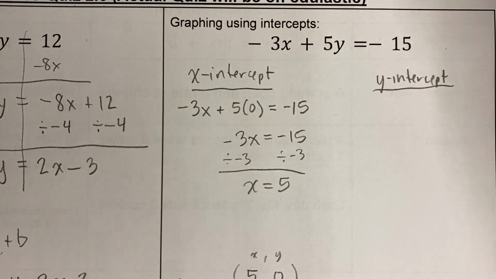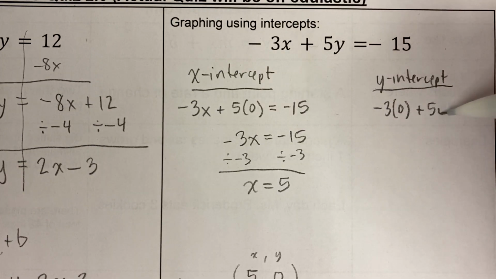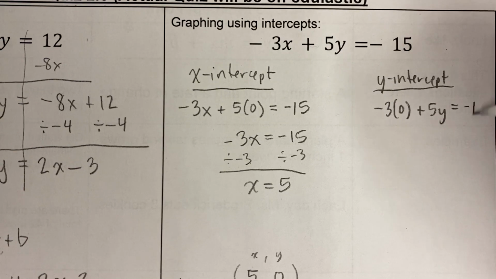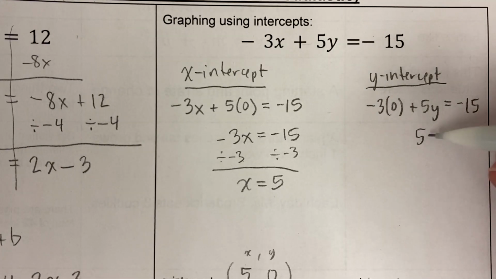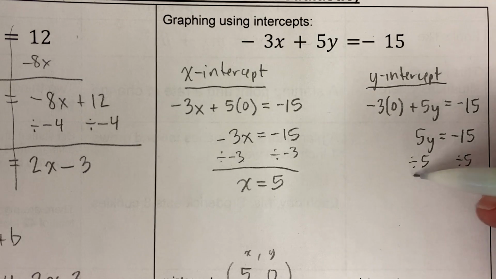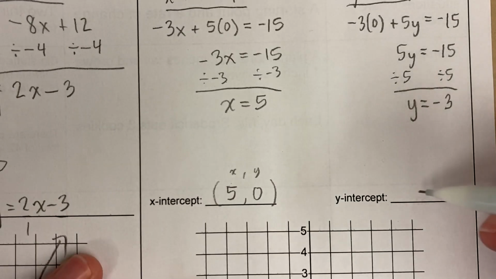Is 2 points. So for the y-intercept, I plug in 0 for x. Negative 3 times 0, that's 0. So I'm going to bring down 5y equals negative 15. Divide by 5, divide by 5. y equals negative divided by positive is negative. 15 divided by 5 is 3. So my y value is negative 3.